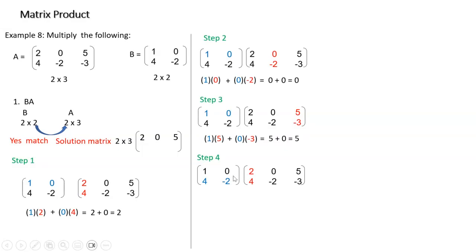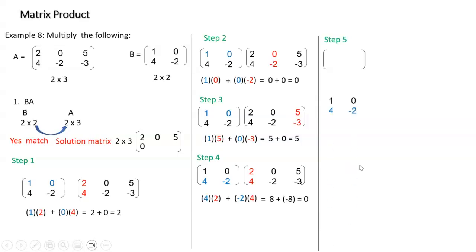Here's my first column. So 4 times 2 is going to be 8. -2 times 4 will give us -8. When we add them, it's going to give us a 0. So the 0 goes on the second row, first column. Then we do step 5. Now it's going to be the second row times the second column. It's going to give us 0 plus 4, which will give us 4. So the 4 goes on the second row, second column.